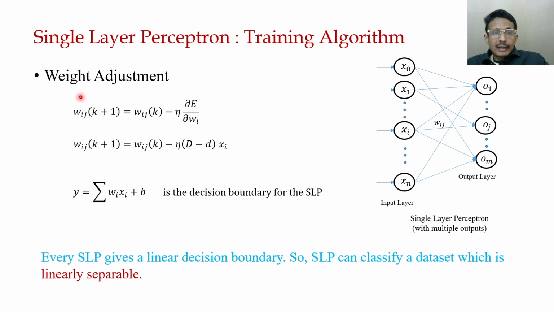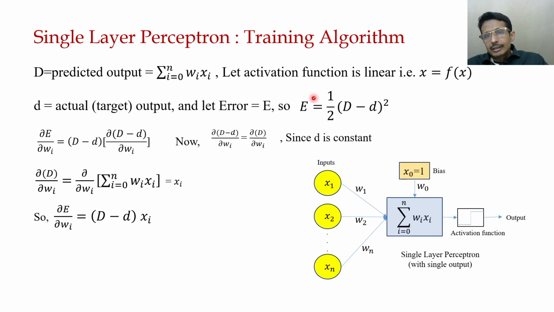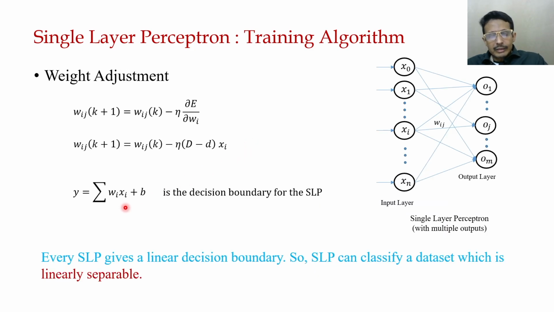So this is the training algorithm of the single layer perceptron. What we are essentially doing here is trying to find the values of wi which will minimize this error function. We keep on adjusting the weights so that, if we plot the error surface, which is basically a convex surface, we can get the global minima there.